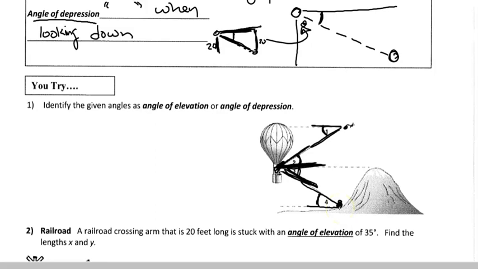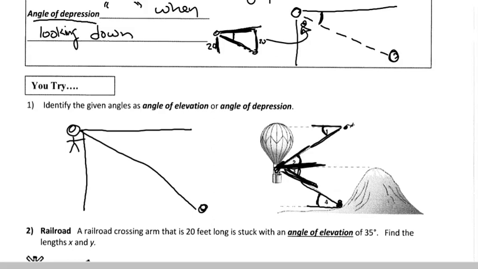All right, take a look at this right here. If we had a man floating in the air somehow, and he was looking down at something. Here was a horizontal line, here was the line of sight, and here was a vertical line. This angle right here, would this be an angle of elevation, depression, or neither?